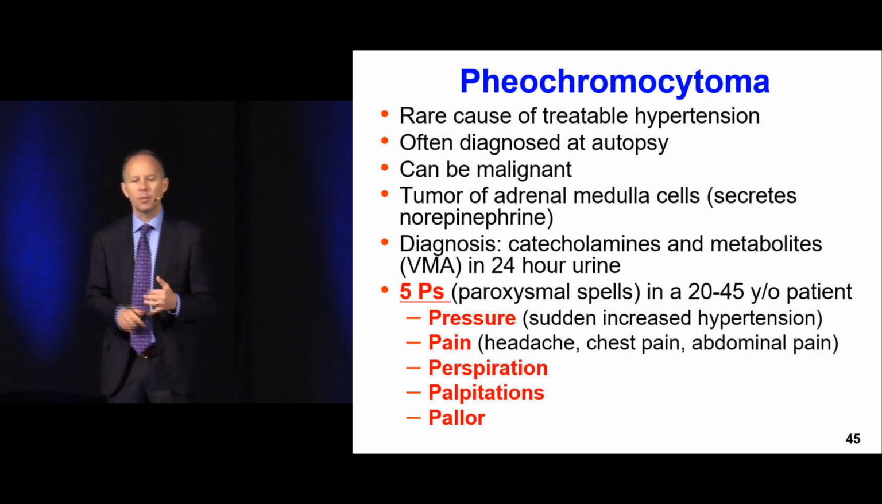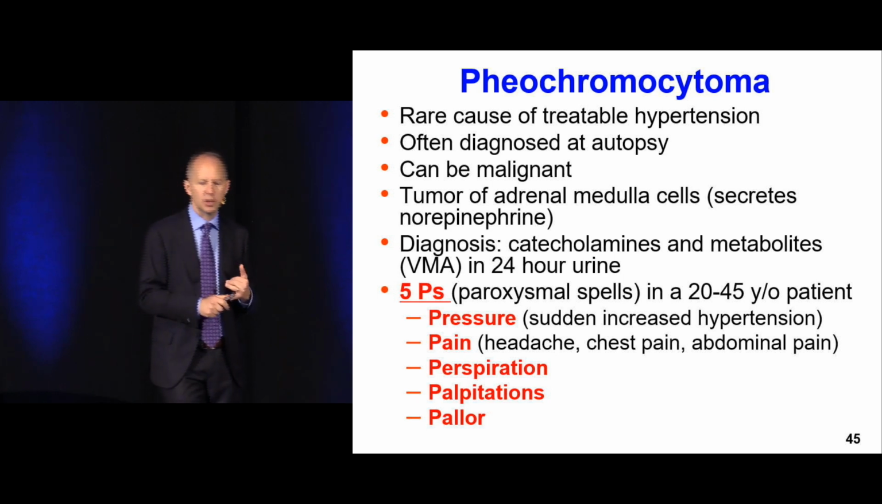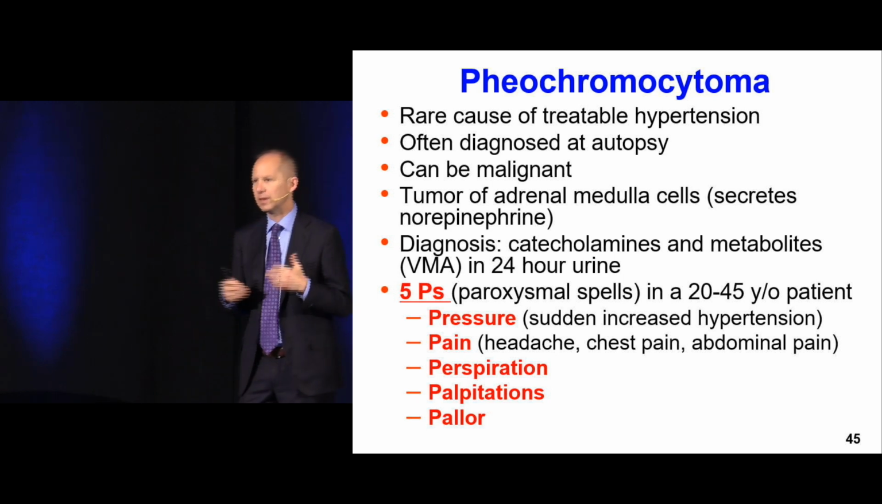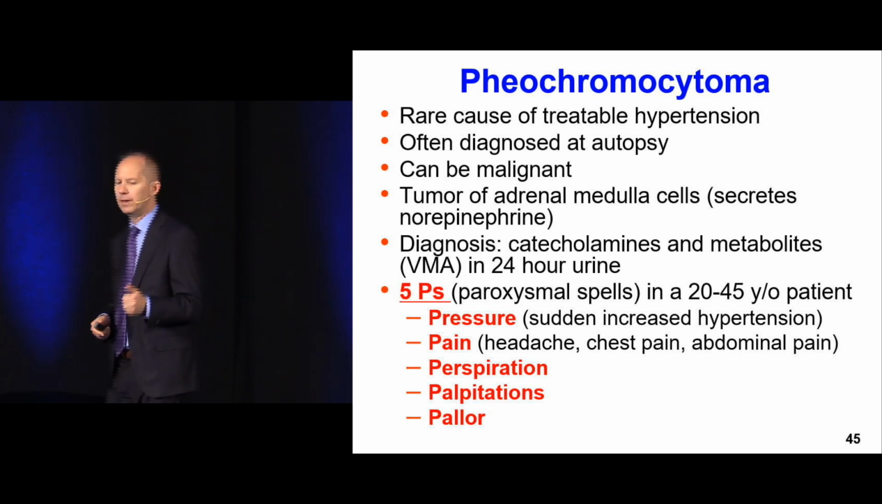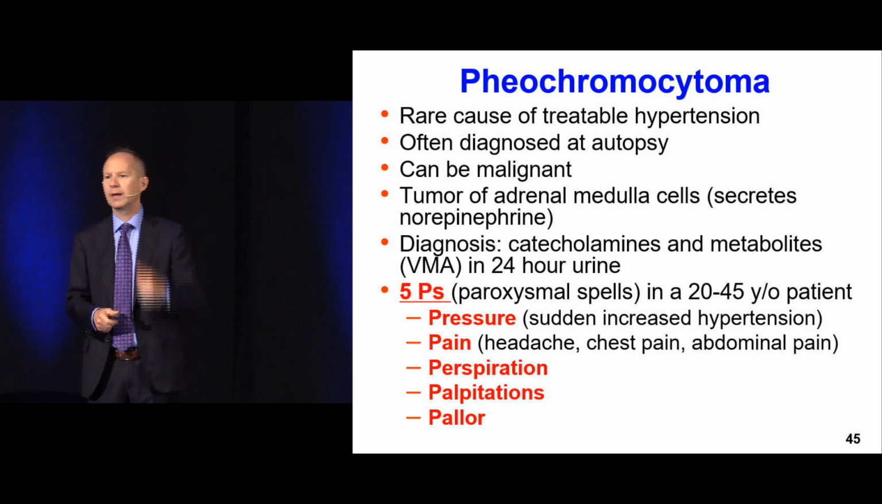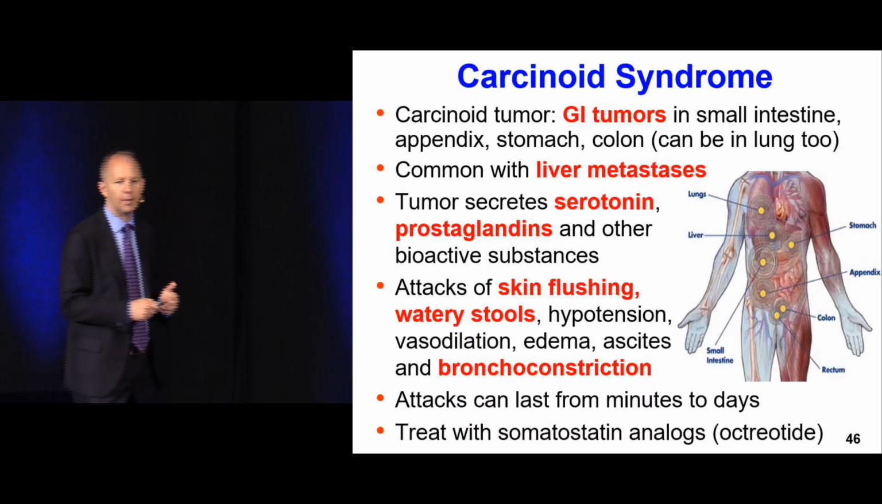Palpitations, I should say. So pressure, pain, perspiration because of the sweatiness, and palpitations, which is the fast heart rate. All the things that happen with norepinephrine, like a Levophed drip. So they get these spells. Just imagine them opening and closing the drip. That's a pheo. Pretty simple.